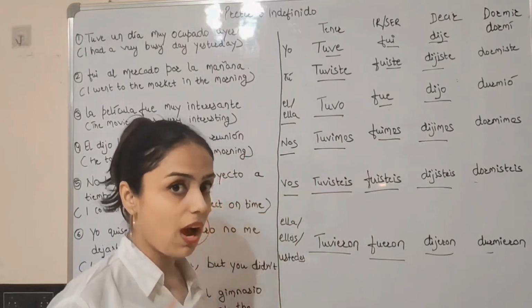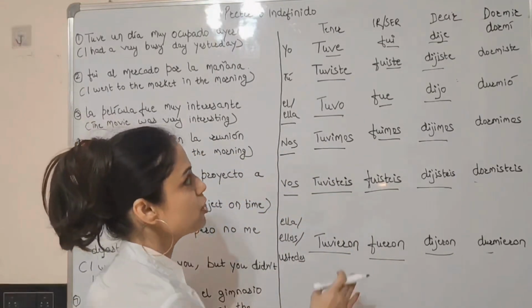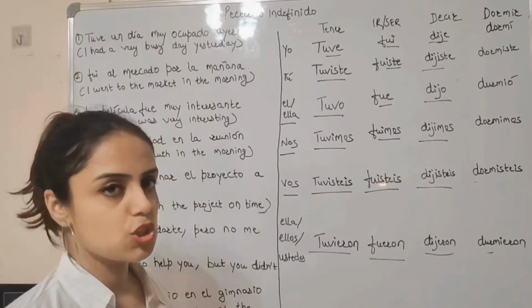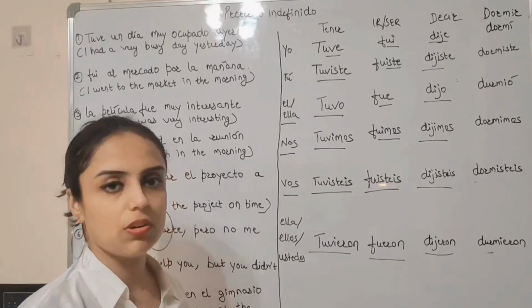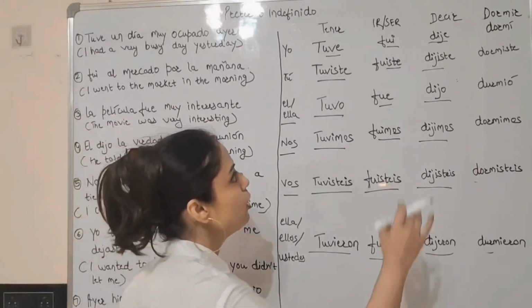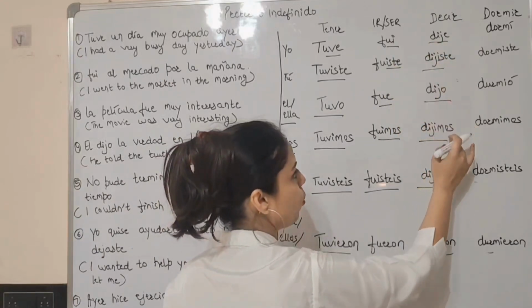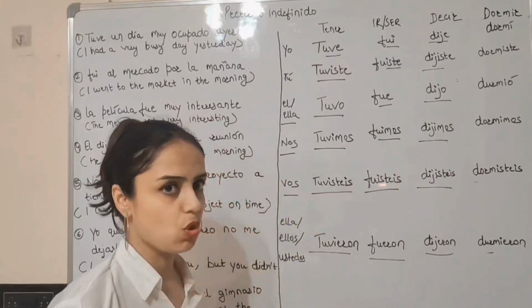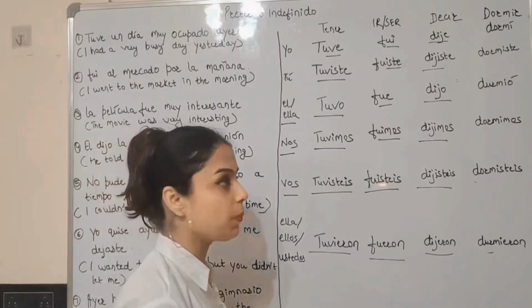Here also, i is not there. Vale? So in ir, ser, and decir, i is not mentioned in the third person plural form. Vale? So dije, dijiste, dijo, dijimos, dijisteis, dijeron. I is not mentioned.